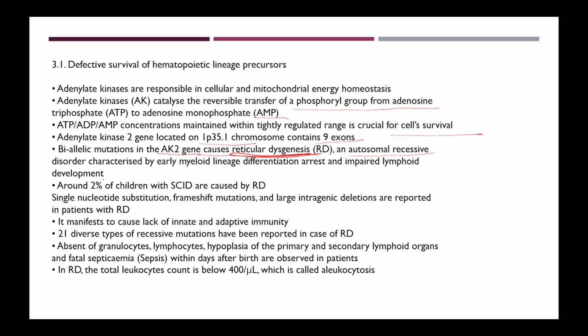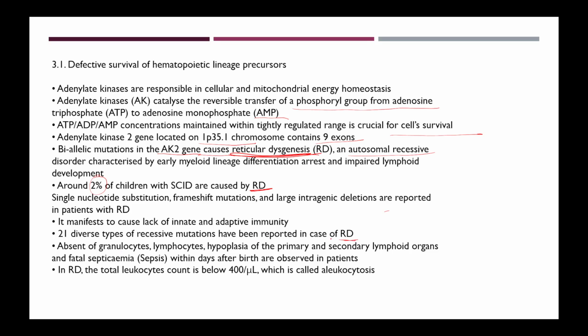Around 2% of the children with SCID are caused by reticular dysgenesis, which is a biallelic mutation in this adenylate kinase 2 gene. Single nucleotide substitution, frame shift mutation, and large intragenic deletions are reported in patients with RD. It manifests as a lack of innate and adaptive immunity, and 21 diverse types of recessive mutation have been reported in RD.